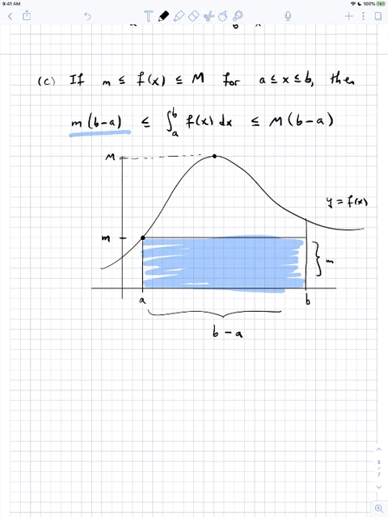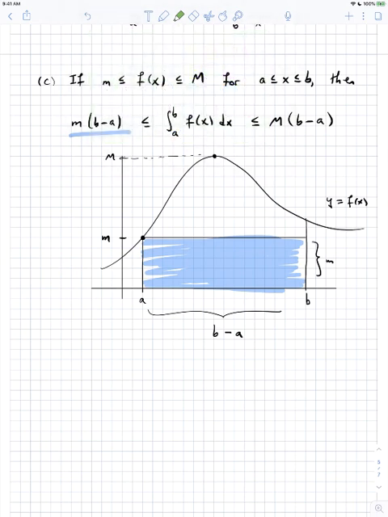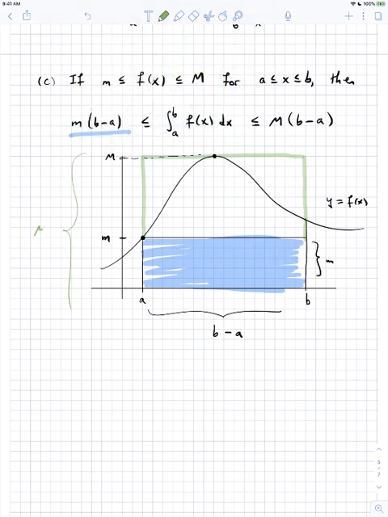Well, what about capital M times b minus a? Well, that instead is the area of a much larger rectangle. It's this rectangle right here. The height of this rectangle, as you can see, is capital M. The width is still the same, so the area here is capital M times b minus a, and that gives us this quantity. And you can see that that area contains all of the curve from a to b, all of the area underneath it, and that's where this property comes from.